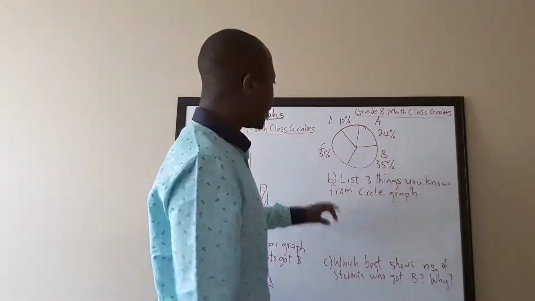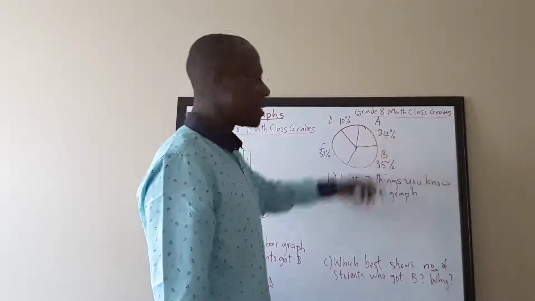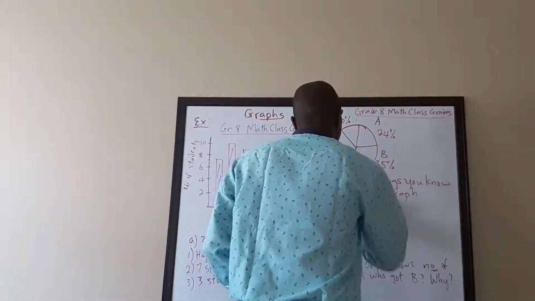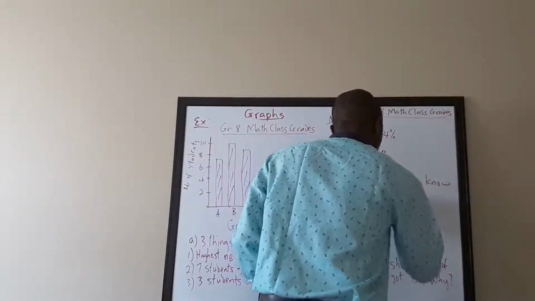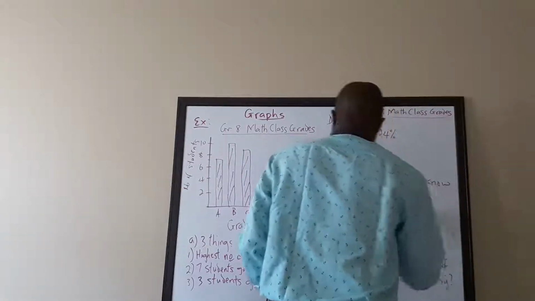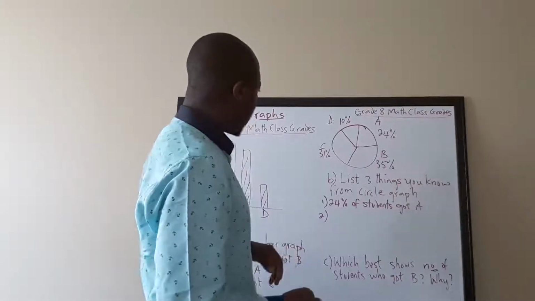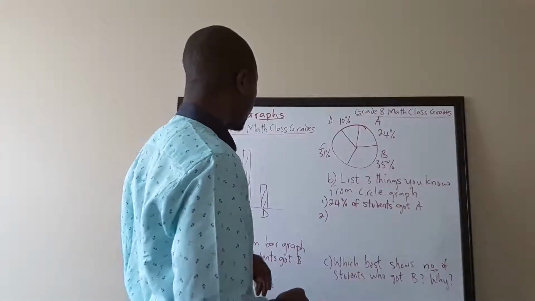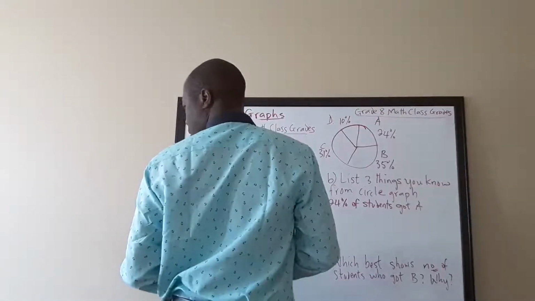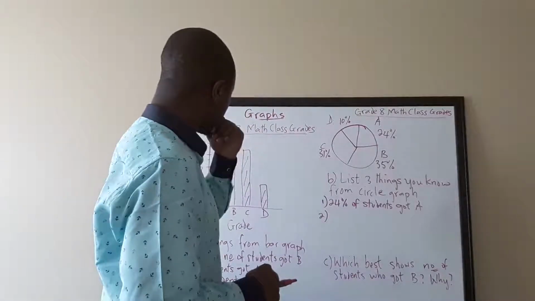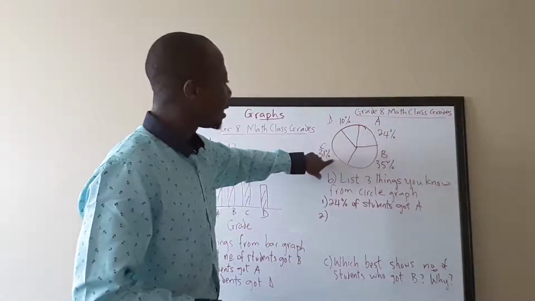So, list 3 things you know from the circle graph. I can show that 24% of the students got A. So from here I can show that the majority of the students got C.